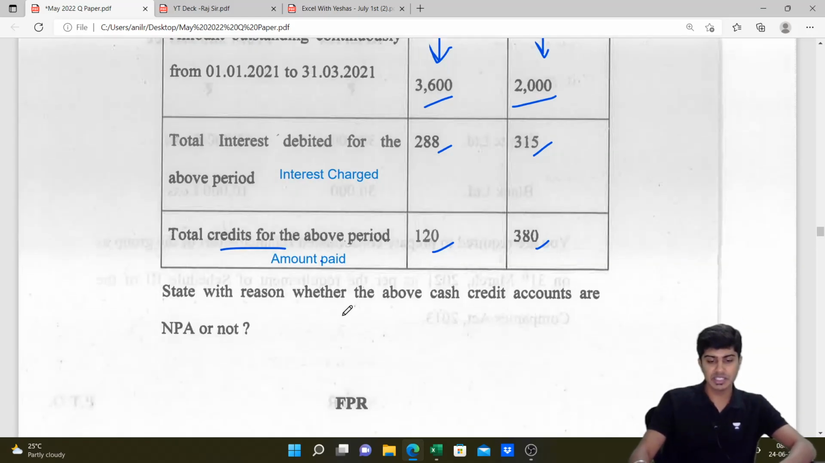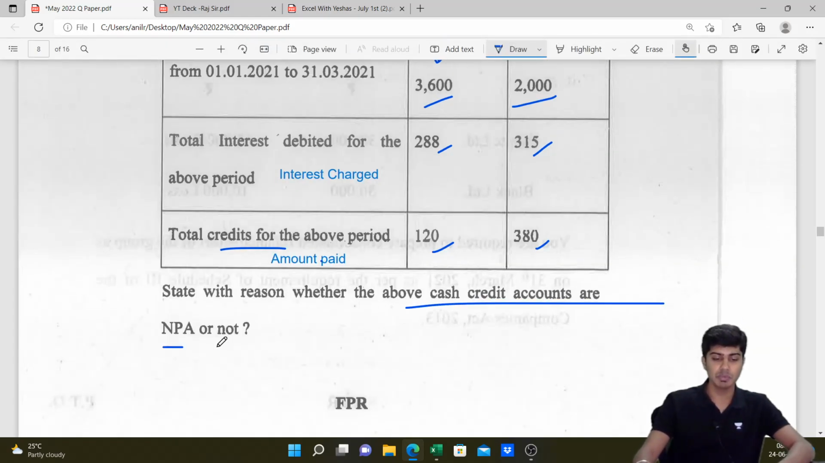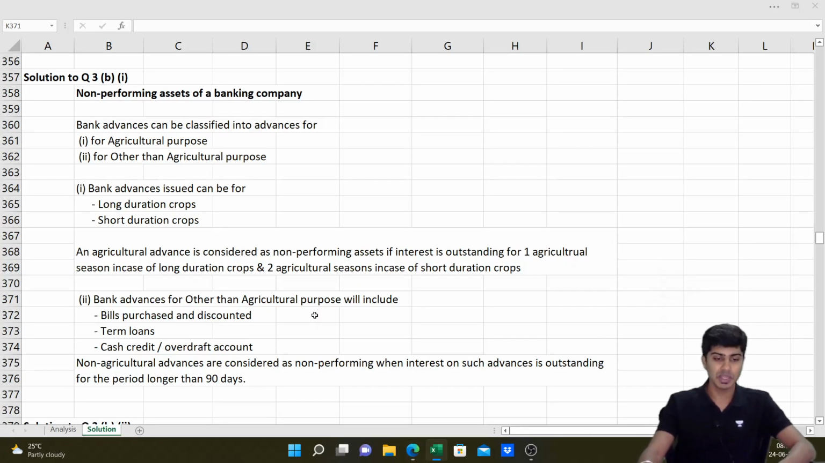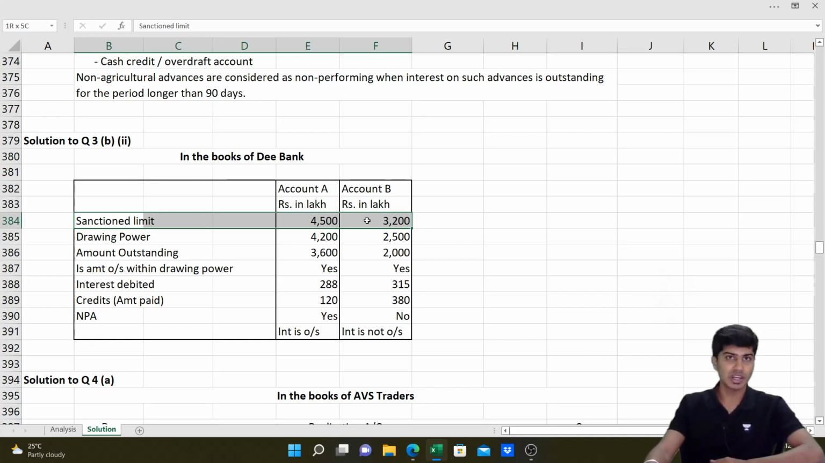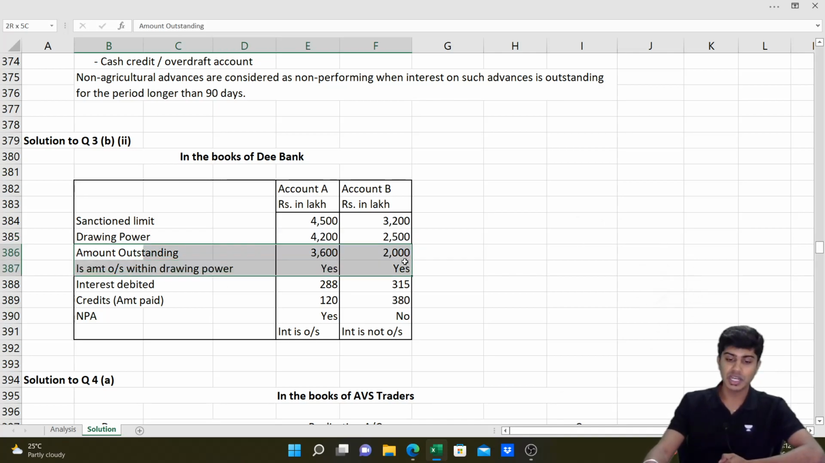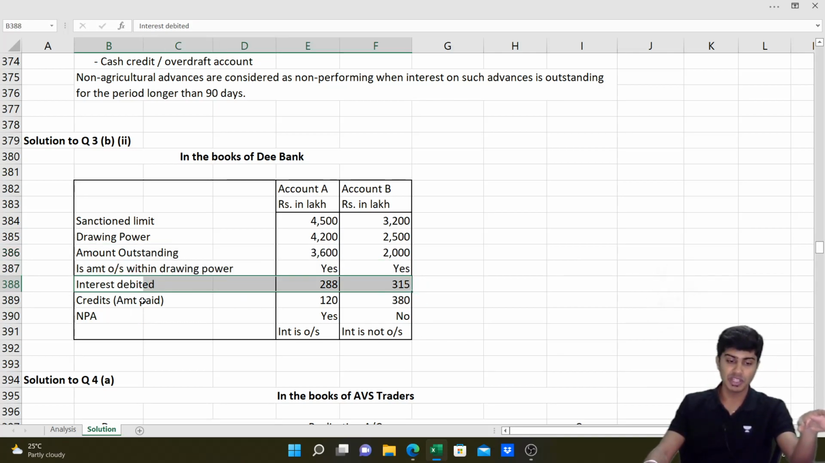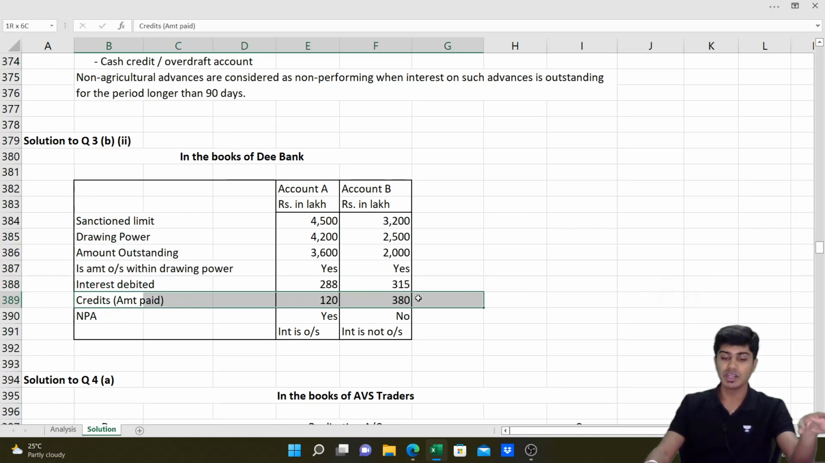Chalo, they've asked to state with reason whether the above cash credit accounts are NPA or not. Account A is an NPA, account B is not. Have a look at the answer. Sanction limit is 4,500 and 3,200. Drawing power is 4,500 and 4,200 and 2,500. Amount outstanding is 3,600 and 2,000. So is the amount outstanding within drawing power? Yes, in both the cases. Interest debited is 288 and 315. Credit, that is amount paid, is 120 and 380.